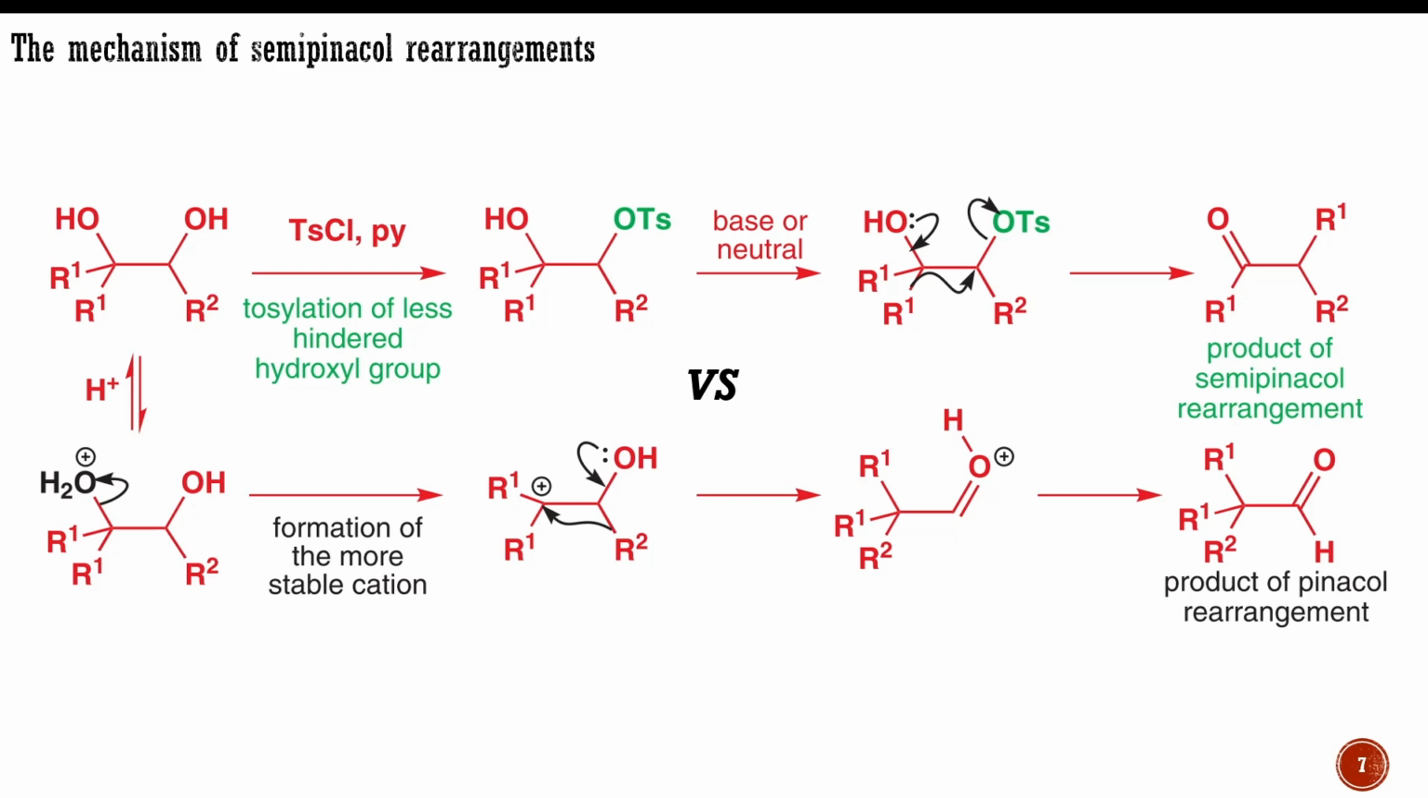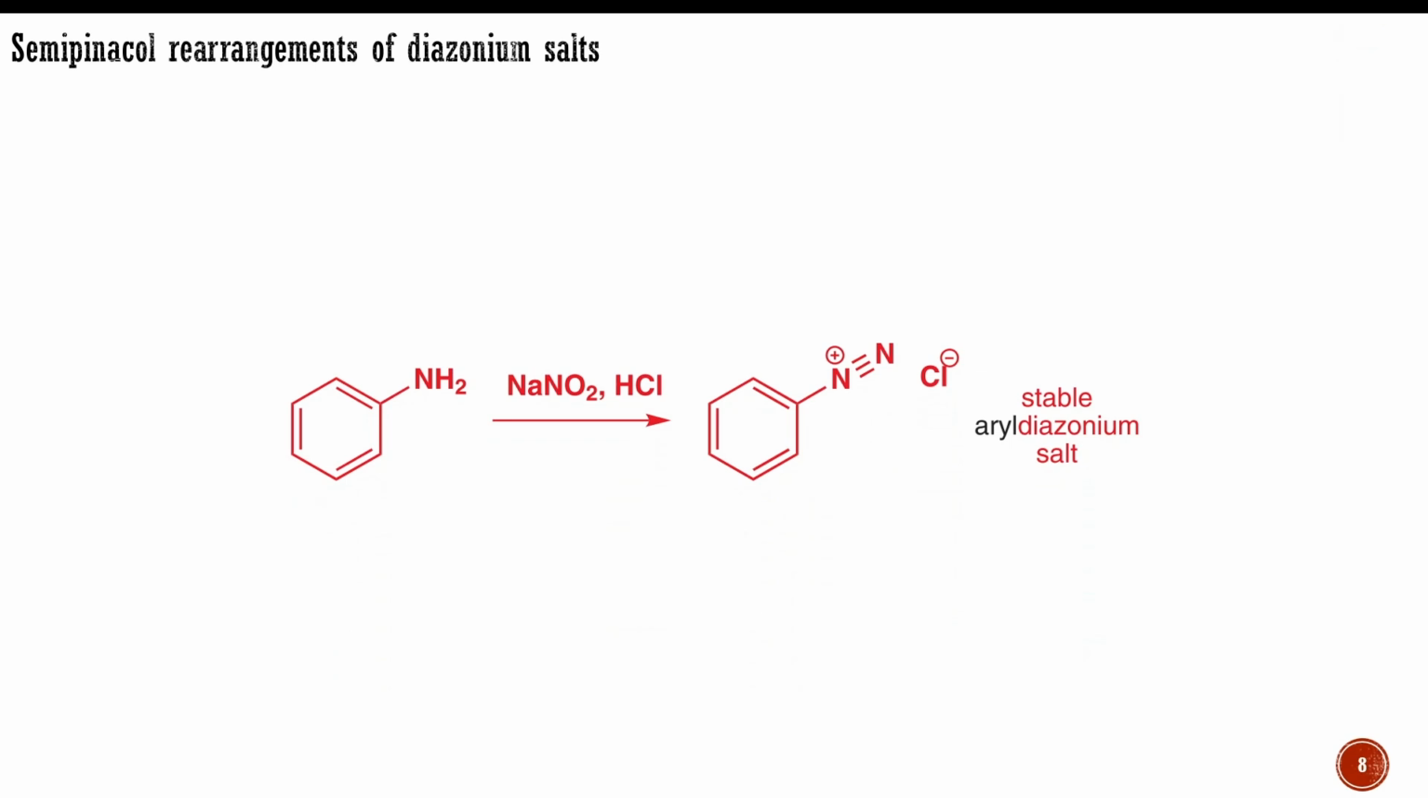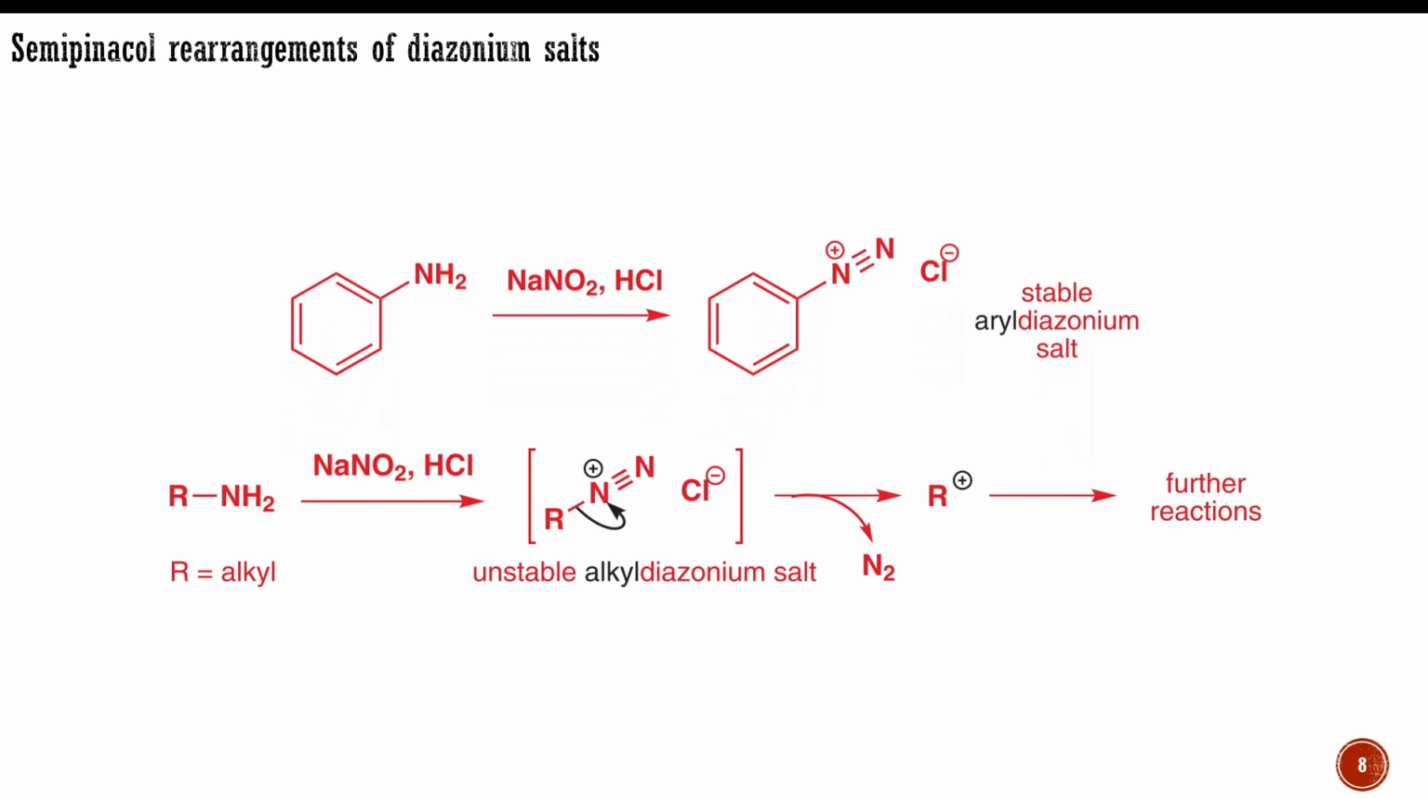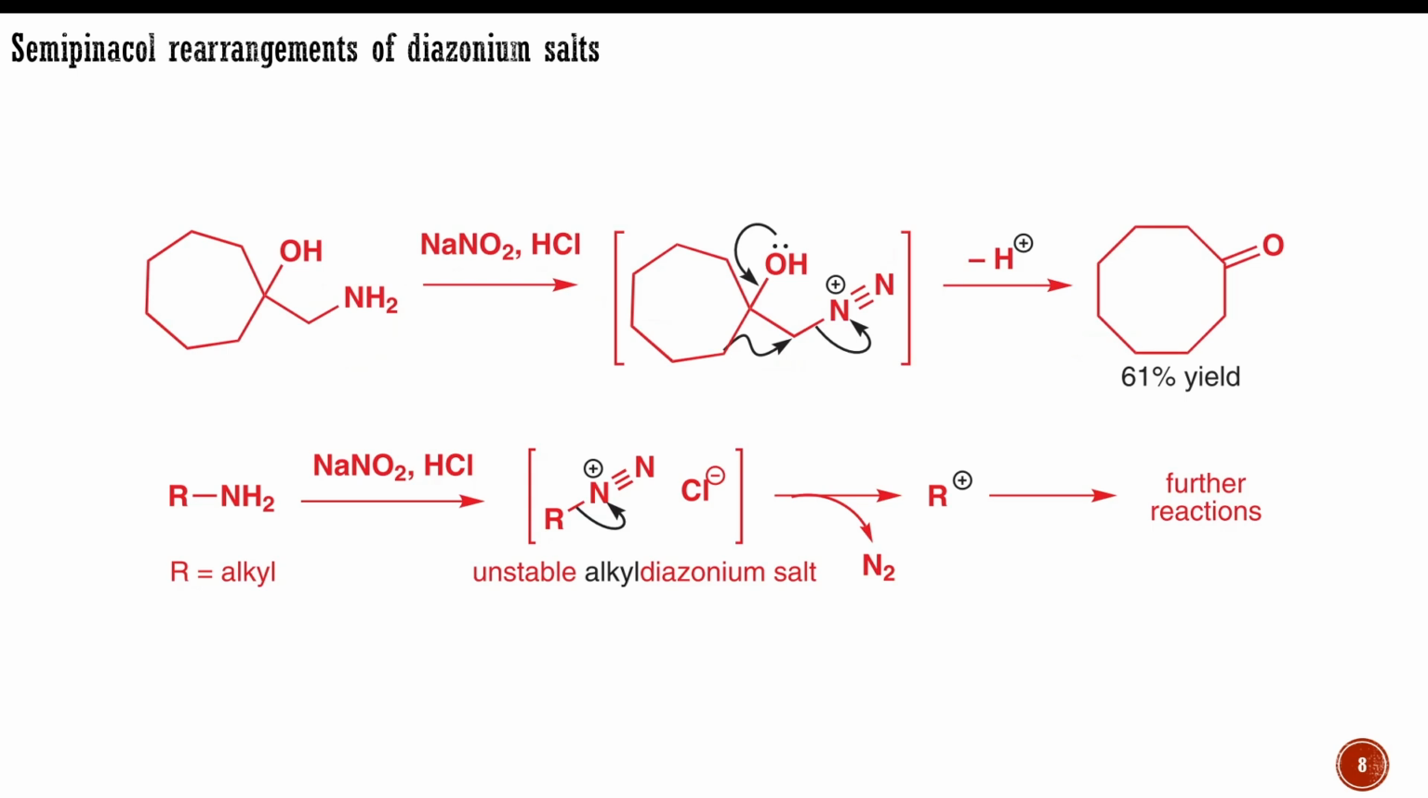From organic chemistry 1, you know how aromatic amines can be converted to diazonium salts by treatment with acidic sodium nitrite. Aryl diazonium salts are stable, but alkyl diazonium salts are not. Nitrogen gas is the best leaving group in substitution reactions, and, when it goes, it leaves behind a carbocation. One of the further reactions this carbocation can undergo is rearrangement. If the starting amine is a 2-amino alcohol, the cation can be stabilized by a semipinacol rearrangement.